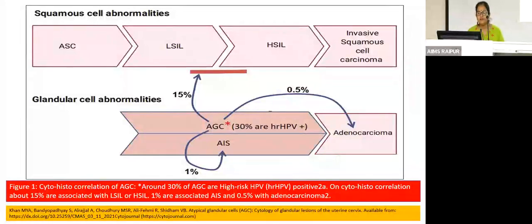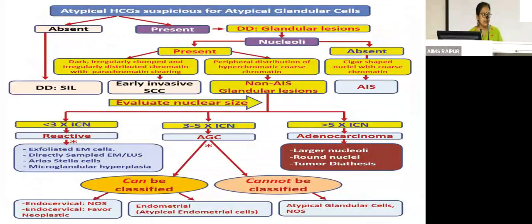Now, this is the algorithm for making a diagnosis of a glandular lesion. So what are these HCGs? HCGs are hyperchromatic crowded groups. These are three-dimensional glandular clusters, which are more often seen in liquid-based cytology compared to conventional smears. On an LBC system, you have to first notice these HCGs. After you look at the HCGs, you have to look for nucleoli in these glandular cells. If the nucleoli are absent and they are glandular cells with elongated nuclei, cigar-shaped nuclei and coarse chromatin, then more likely the diagnosis that you have to give is adenocarcinoma in situ.